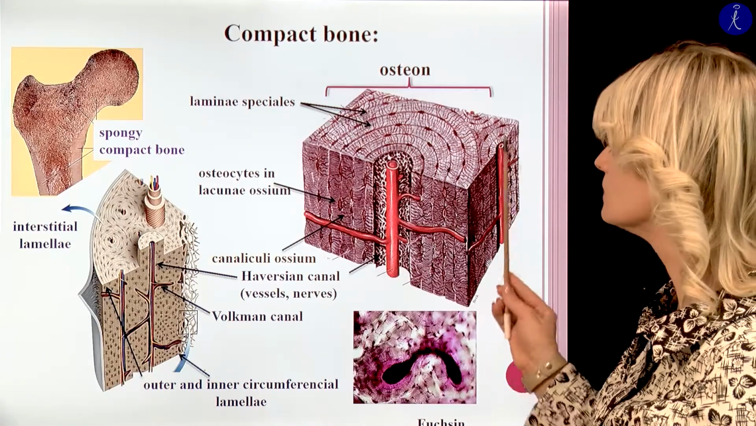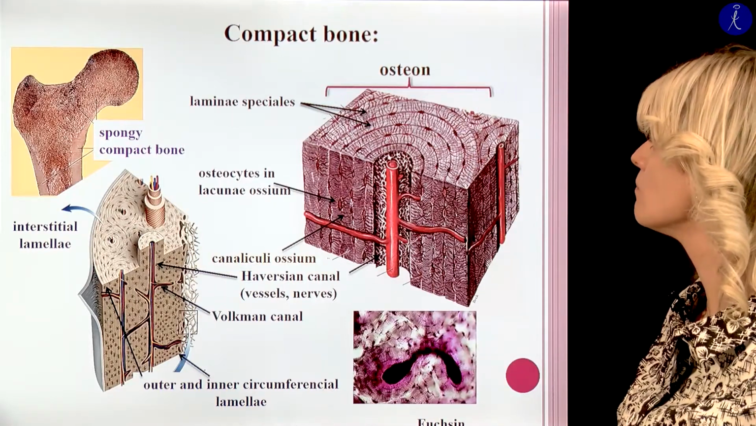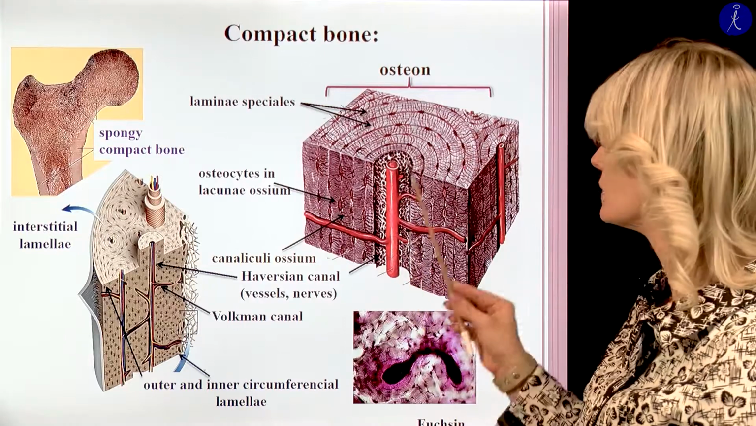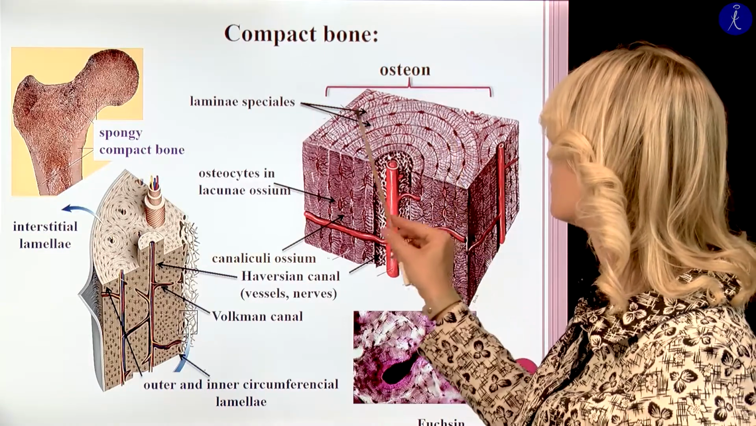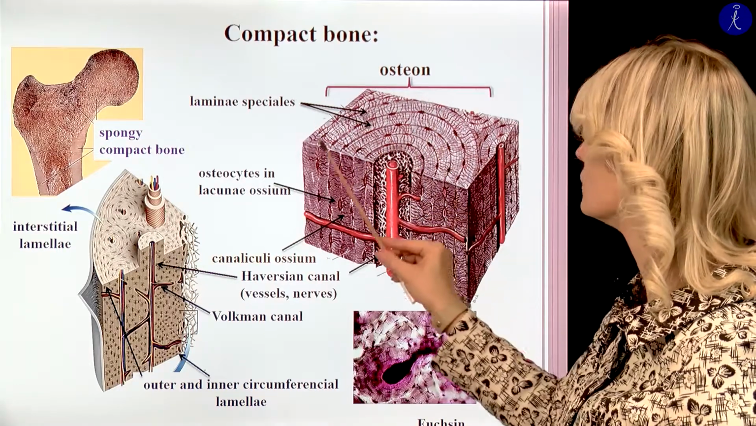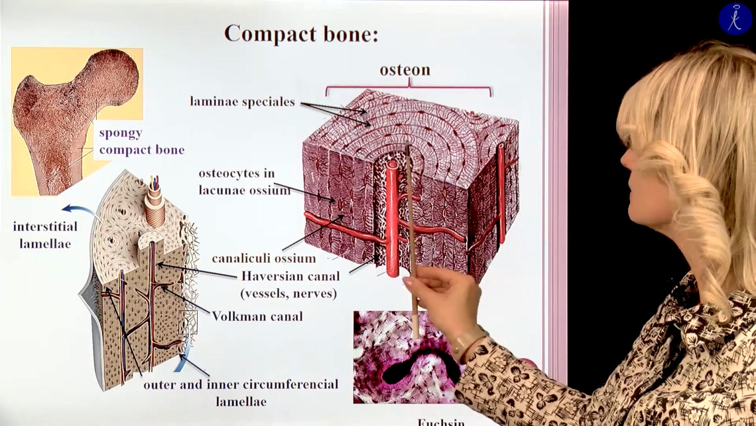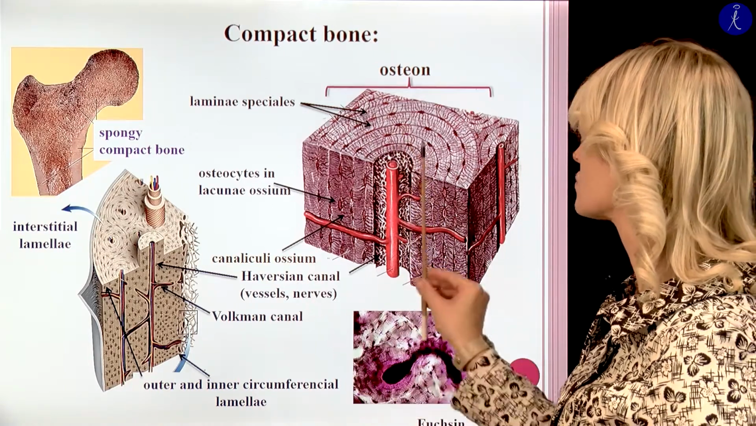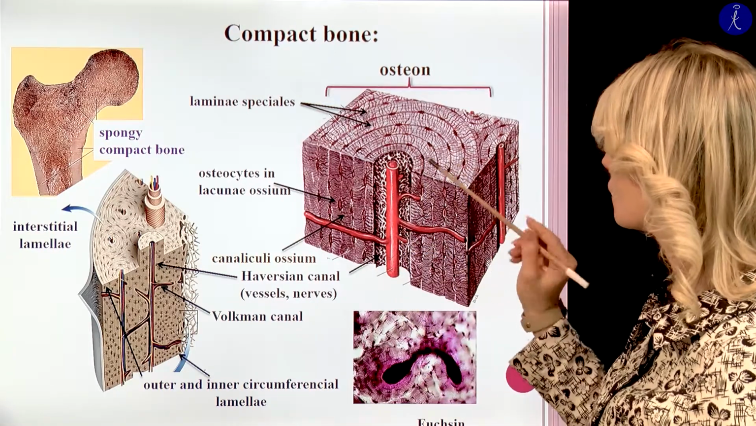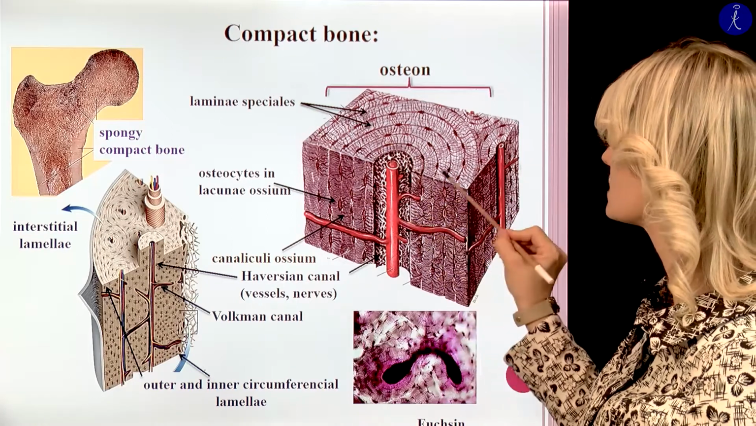So let's see now the structure of the compact bone. The compact bone is the major bony tissue. The unit of the compact bone is called the osteon, which is a small, round-shaped unit like a column. In the middle we can see the Haversian canal with the vessels and the nerves. Around that, in a circular shape, we can find the osteocytes.